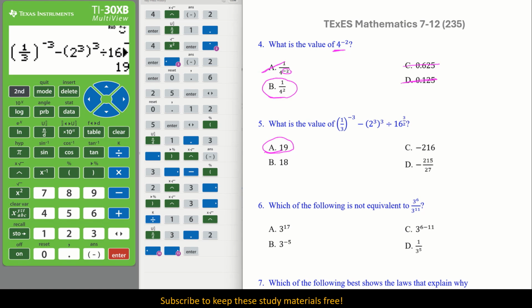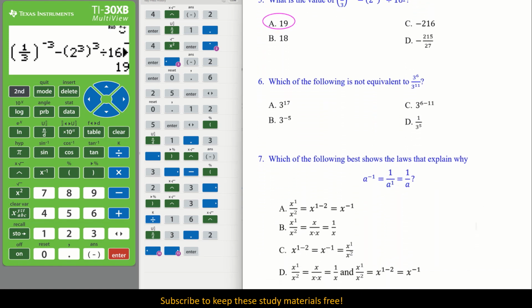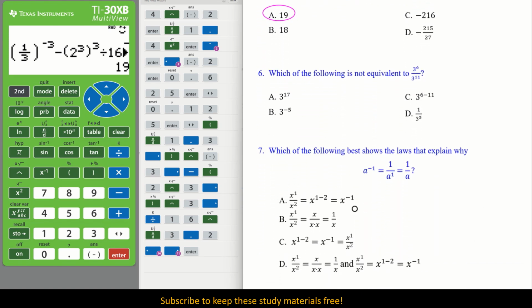You can try it in different ways. Do it by hand, do it in pieces to prove this to yourself. All right. Let's go to number 6. Let's go up all the way. Which of the following is not equivalent to 3 to the 6 over 3 to the 11th?